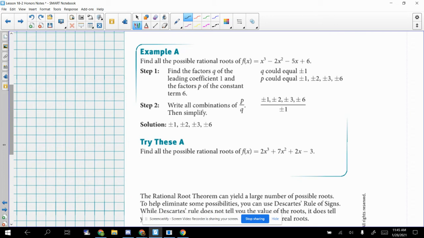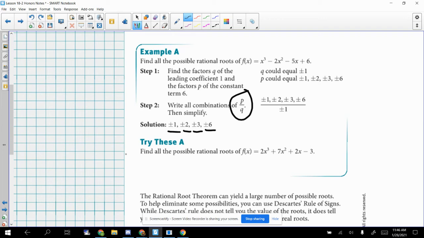So then when you go ahead and do your P over Q, they got 1 over 1, which was 1, 2 over 1, which was 2, 3 over 1, 3, 6 over 1, 6. So these were their possible rational roots here. Okay. So that's when we're going to go ahead and try 2 more, and we're going to do those on the next page.